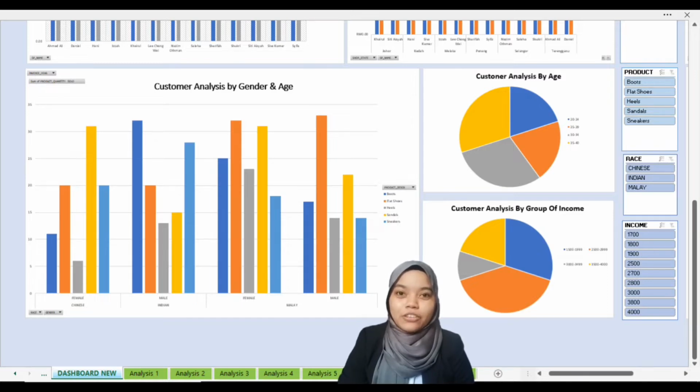Moving on to the next agenda, which is the customer analysis by demographic information. Firstly, we look into the customer analysis by race and gender. All About Fit has various races of customers coming to buy the products. Most of the products were bought by Malay, followed by Indians, and lastly Chinese.